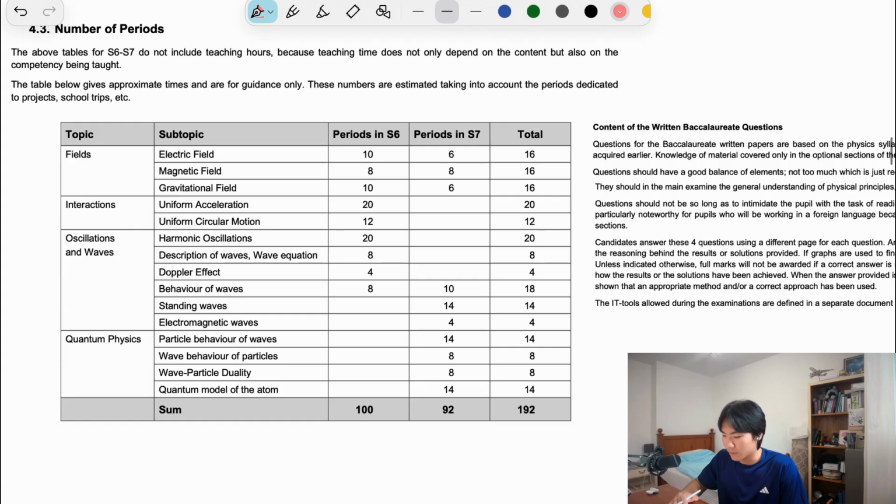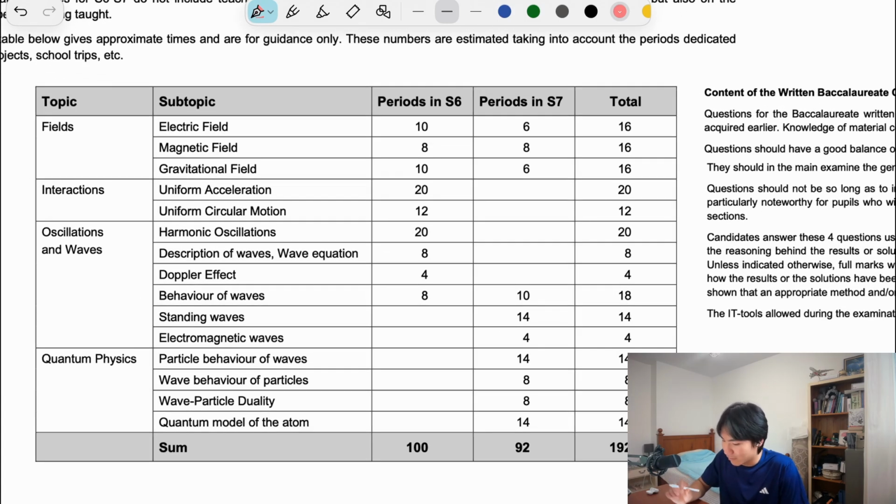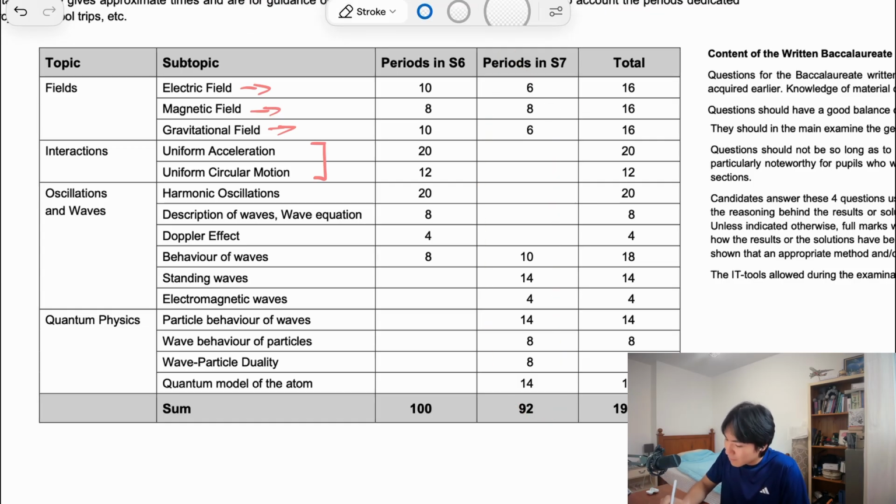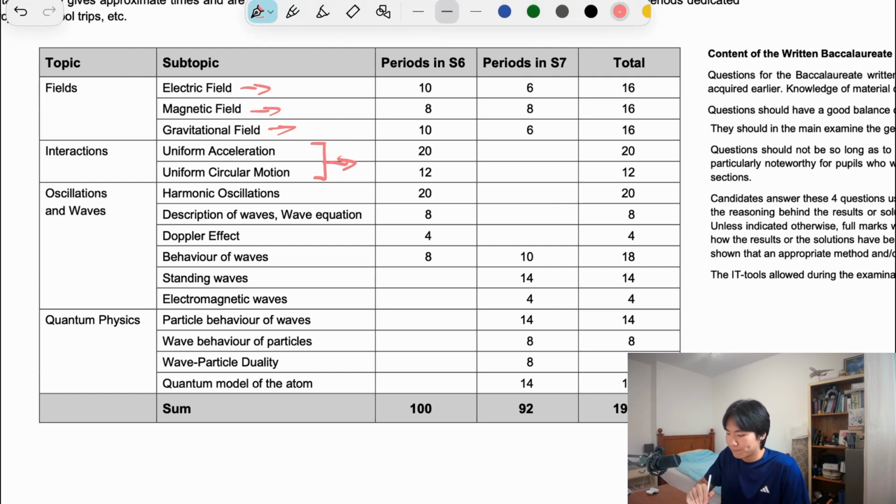technically, European Baccalaureate is a 2-year syllabus, and it is tested on your 2-year knowledge. But from your S6, the only topic that you need to revise is fields, which is electric fields, magnetic fields, and gravitational fields. And then, although you do not have these topics explicitly written for periods in S7, you might be tested on them, especially on the gravitational field chapter, where you might cover rotations or planetary motion. You might need to know these.